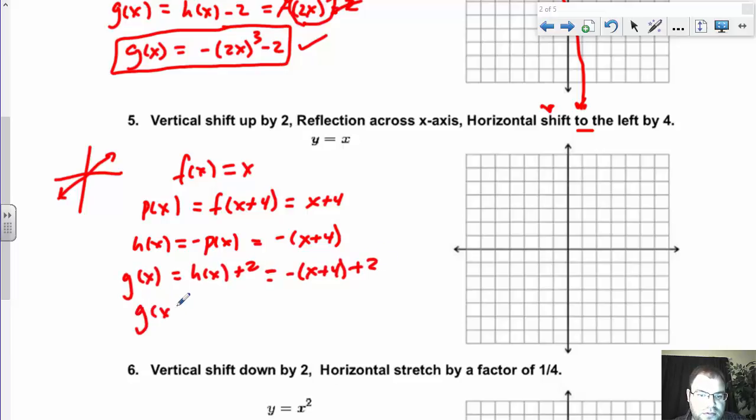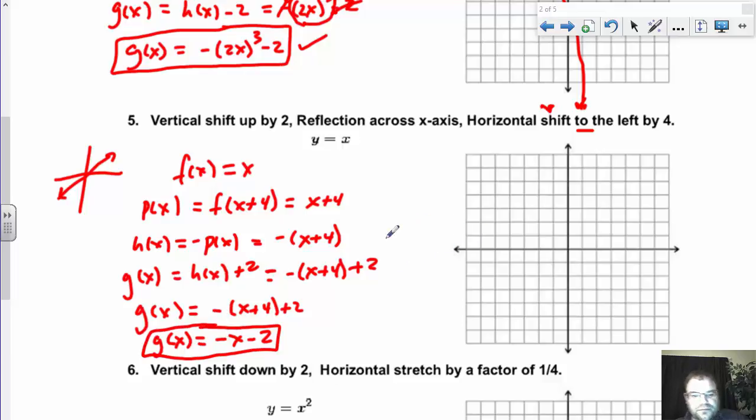So this final equation, you could write it as negative, x plus 4, plus 2. Or if you distribute this negative, we could write this actually as negative x, and then negative 4 plus 2 would be negative 2. You can write it this way if you like. These are the same. Okay?